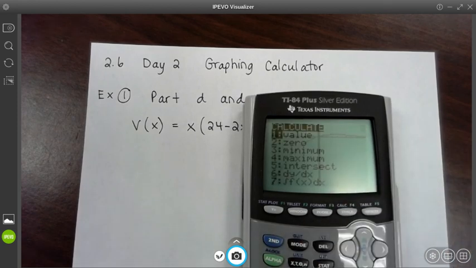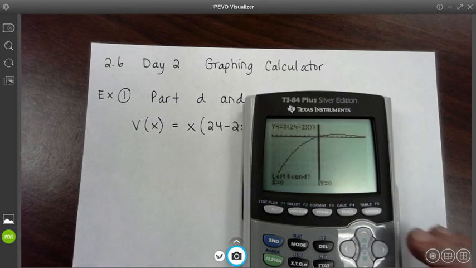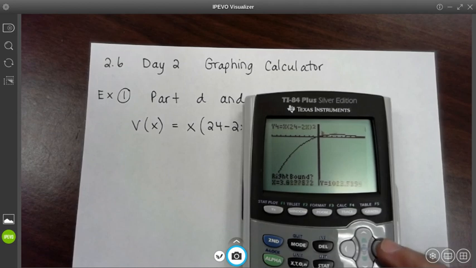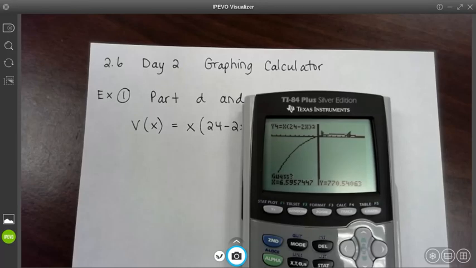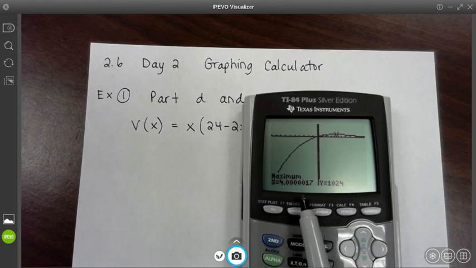So we're going to do second trace. We're going to get our maximum. So we're going to get on the left side of this high point, and then we're going to get on the right side of this high point. Kind of big, so I'm going to make it wide, hit enter, and then it's going to ask you to make an educated guess, and you're going to say yes. And you're going to say when x is 4.000, the y value will be 1,024.